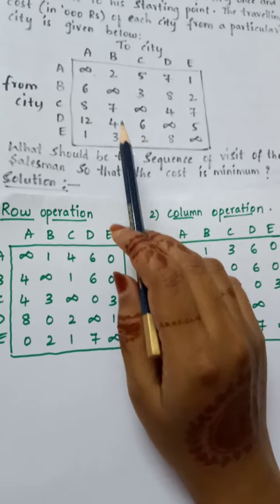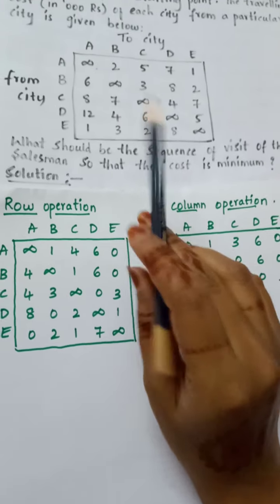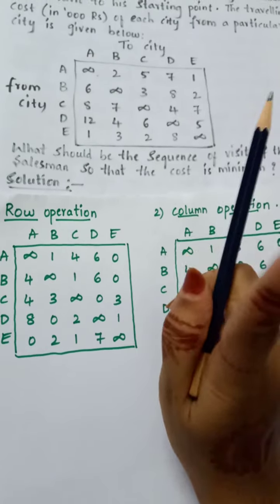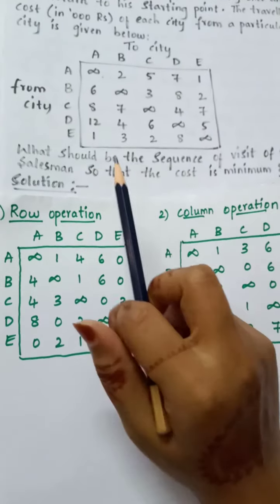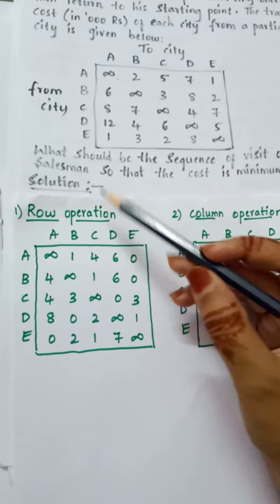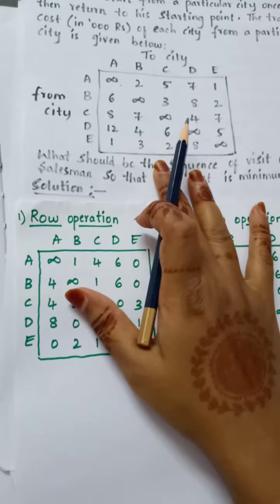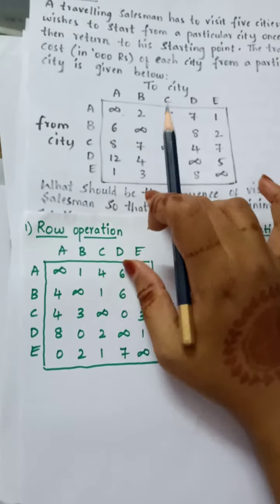So the first condition is, students, the traveling salesman should start from his home city and visit each and every city only once and then return to his home city. Okay, so students, we shall start our solution. The first step is to do the row operation, as we have done in a number of problems. How is the row operation calculated, students?